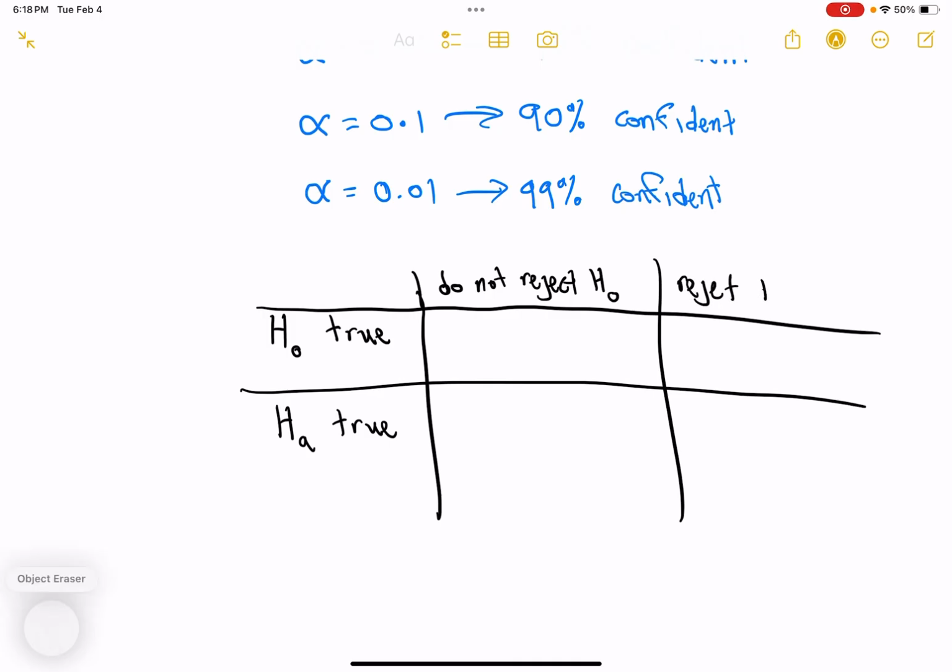Oh, not reject. This is not a carburetor. Reject the null. Thank you to anyone who gave a laugh out there for my mechanic speak.